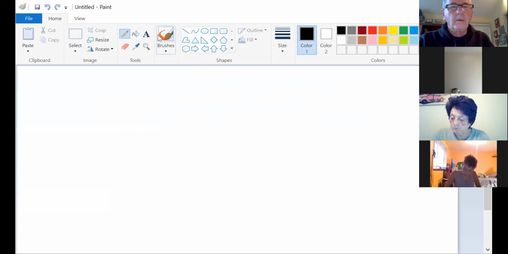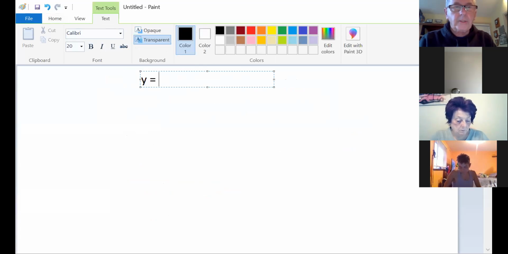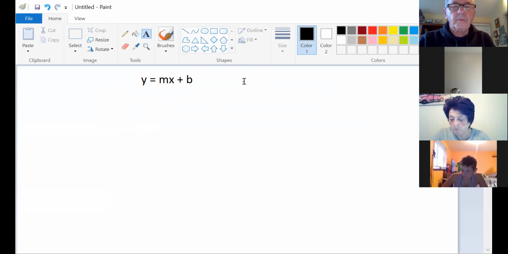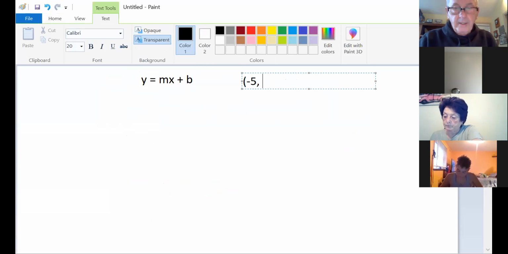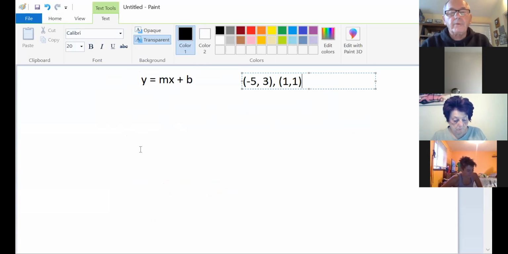Okay, back to our infamous formula. y is equal to mx plus b, right? And what are we given in this particular case? We're given 2 points, right? We're given a -5 and a 3, and the second point is a 1 and a 1, right? So that's what we're given.